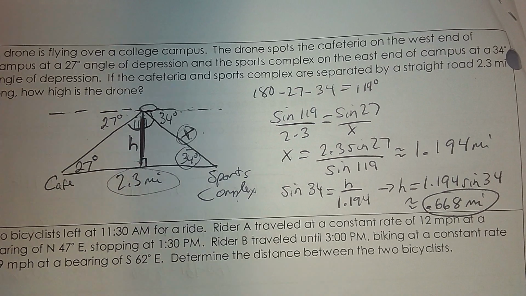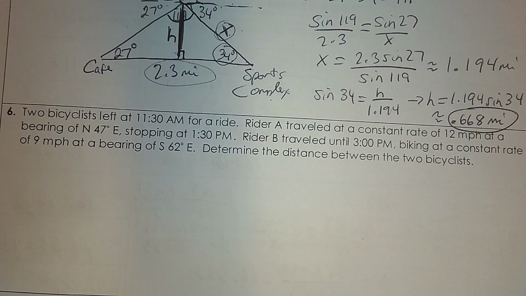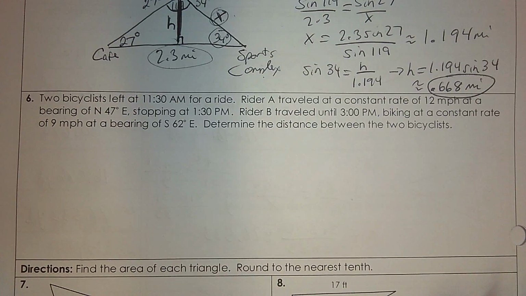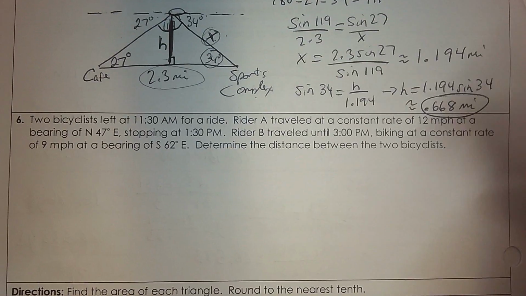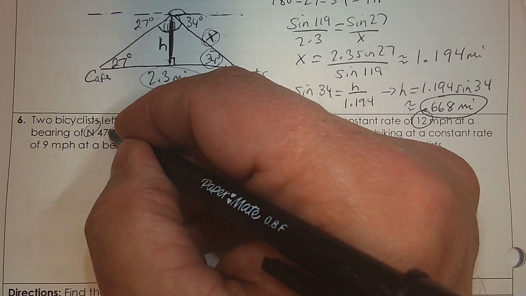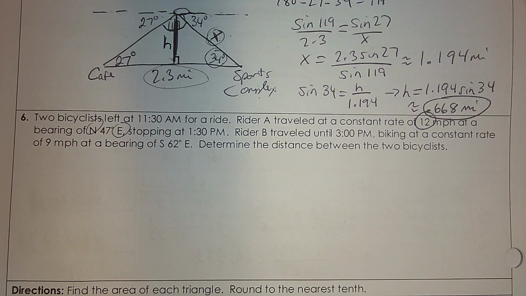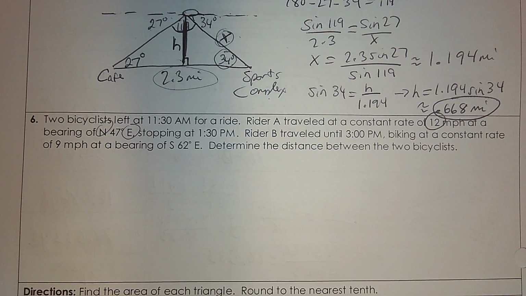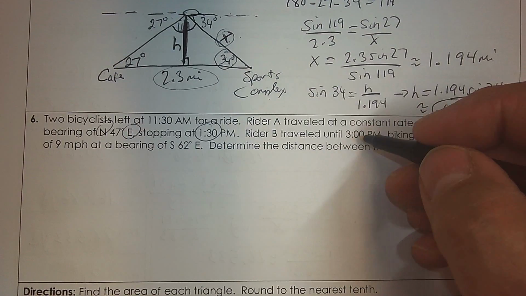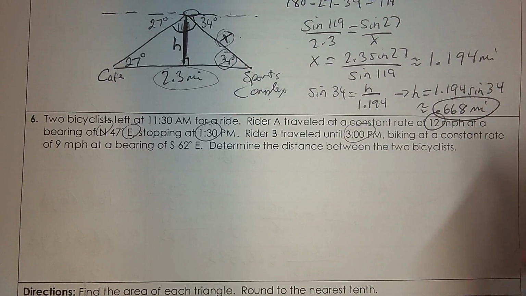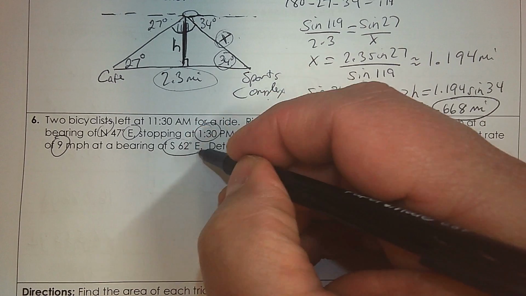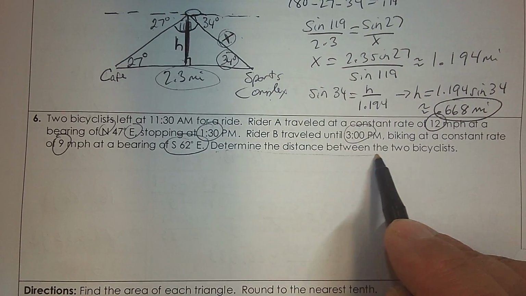All right, number 6. 2 bikes left at 11:30 a.m. for a ride. Rider A traveled at a constant rate at 12 miles per hour, bearing north 47 degrees east. We'll talk about that. Stopping at 1:30 p.m. Rider B traveled until 3 p.m., biking at a constant rate at 9 miles per hour, and went south 62 degrees east. Determine the distance between the 2 bikes.